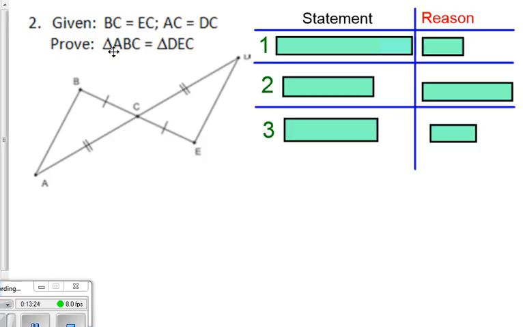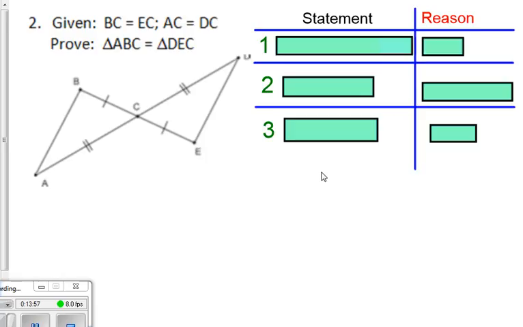You can see that what they're asking us to do is prove that triangle ABC is congruent to triangle DEC. Okay, that's the proof statement here, what we're trying to get at. In this case we have a 2-column proof. They tell us that BC equals EC, so BC here equals EC, it's the same length. They tell us that AC equals DC, so A to C, D to C, and we need to prove that these two triangles are the same.